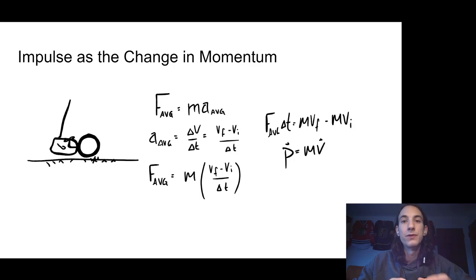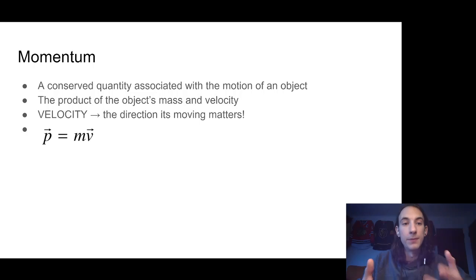Impulse is our force over this time, and we can use Newton's second law to argue that that equals our mv final minus mv initial, this change in this quantity being momentum.